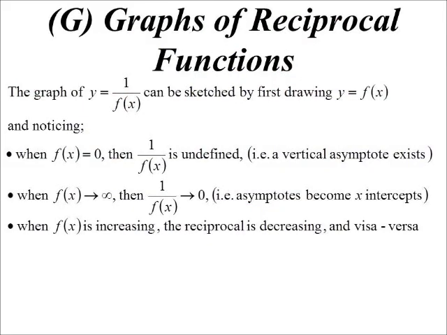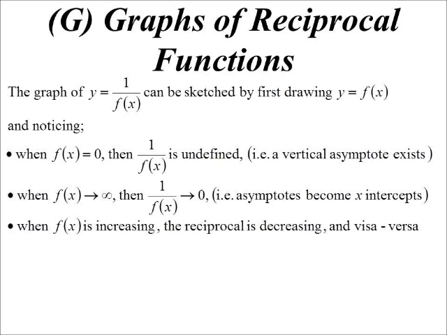When the original function is increasing, the reciprocal will end up decreasing. And the reason for that, if you differentiate 1 on function x, you get minus the derivative on the function squared. Well, the function squared is going to stay positive. So it's minus the derivative of the original function. So if the original function has a positive slope, then the reciprocal, being minus the derivative, must have a negative slope.